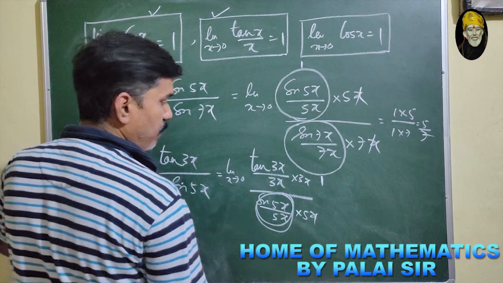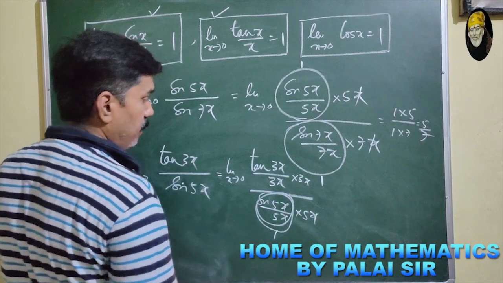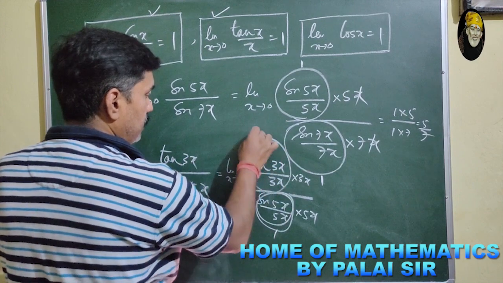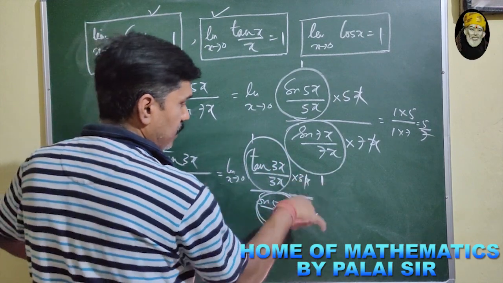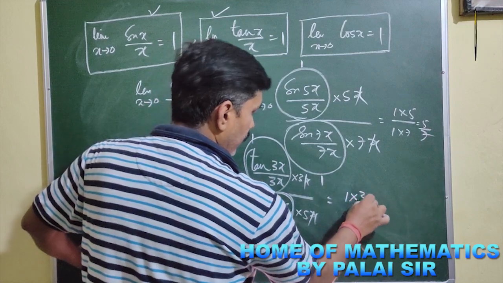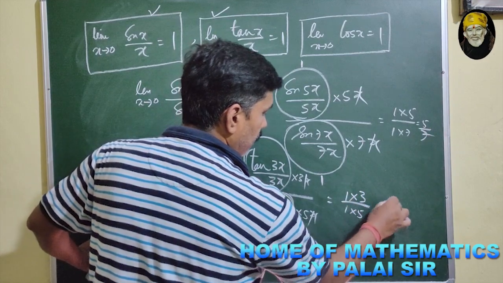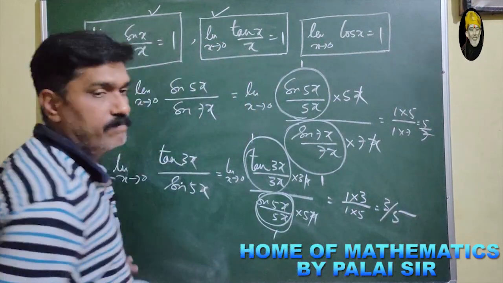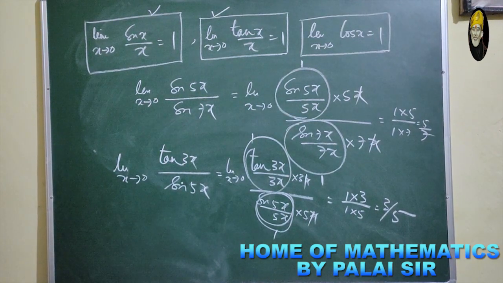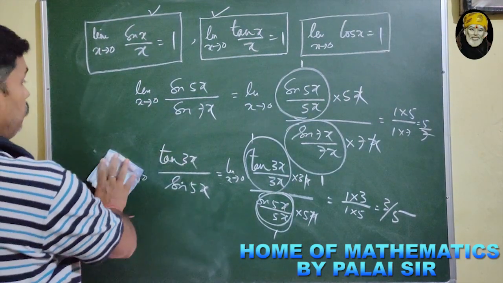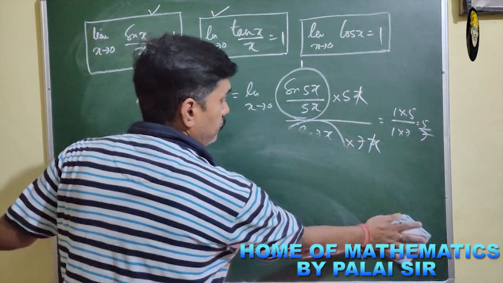Sin 5x by 5x, its value is what? 1. Tan 3x by 3x, its value is what? 1. x and x cancel. So what you will find? 1 into 3 by 1 into 5, its value is what? 3 by 5. Like this you can find out the value. Clear?